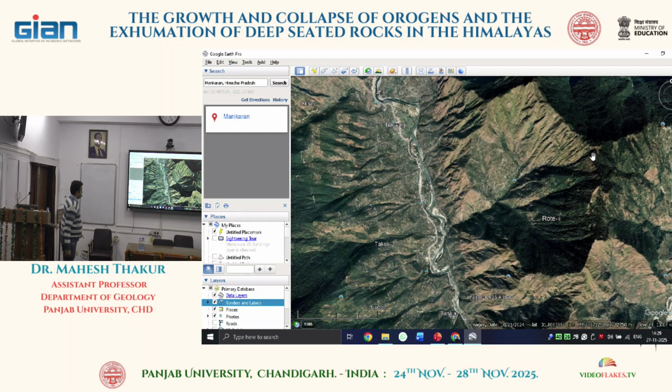Okay, so you can see now, I think this is the Vyas River. The Vyas River is flowing in this area. So you can see that there are some villages here. This village is here. In hilly terrains, villages are generally where you have some kind of soil cover, right? So where is this soil coming from?